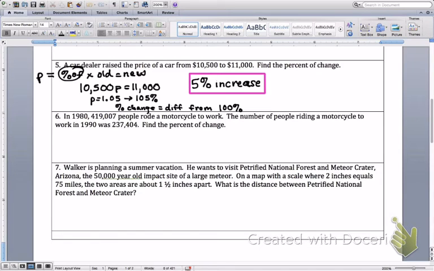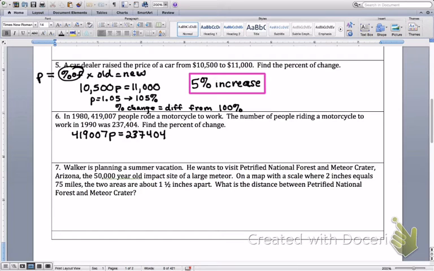All right, in 1980, 419,007 people rode a motorcycle to work. The number of people riding a motorcycle to work changed. Find the percent of change. This is going to be set up just like number 5. We don't know the percent, but we do know the old is 419,007. Multiply that by P, the percent change, and we get 237,404. Divide both sides by 419,007, so this is going to be a crazy number.